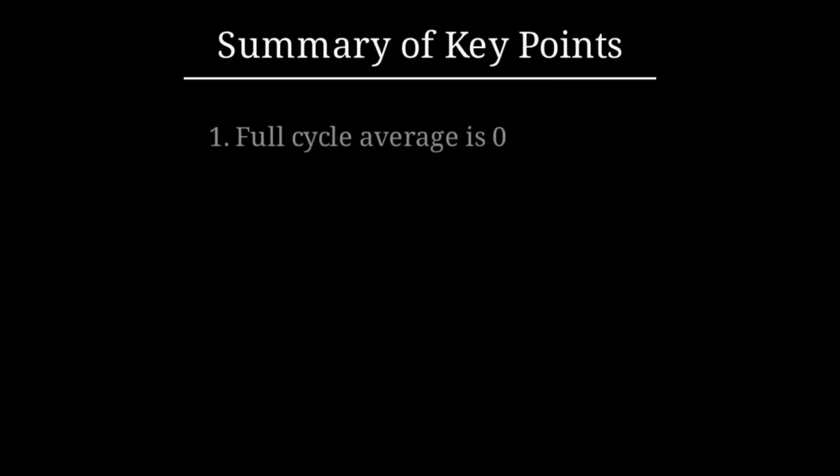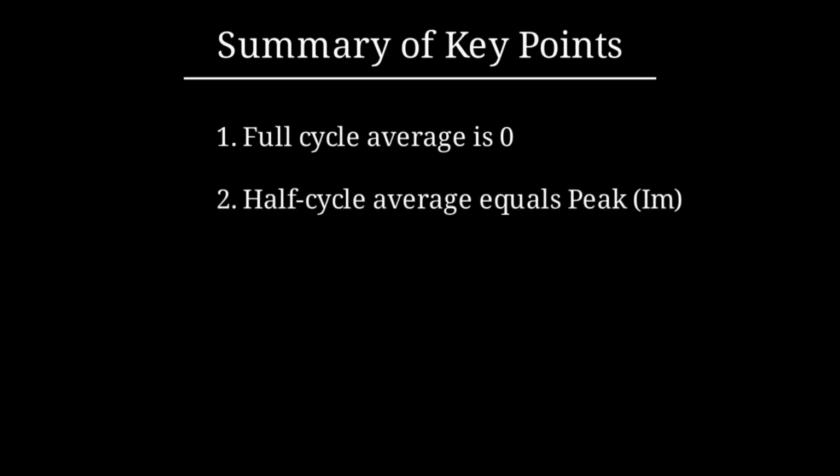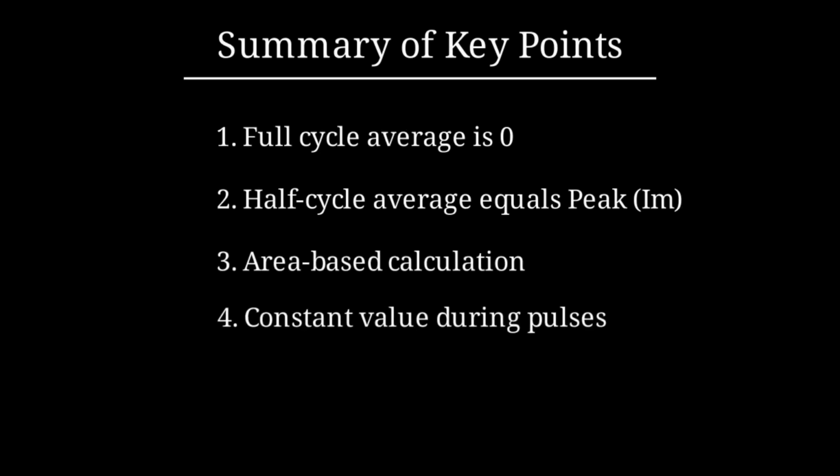To summarize, the symmetrical square wave has a net average of 0 over a full cycle, but its half-cycle average is equal to its peak. This is because the area is perfectly rectangular, filling the entire period interval.